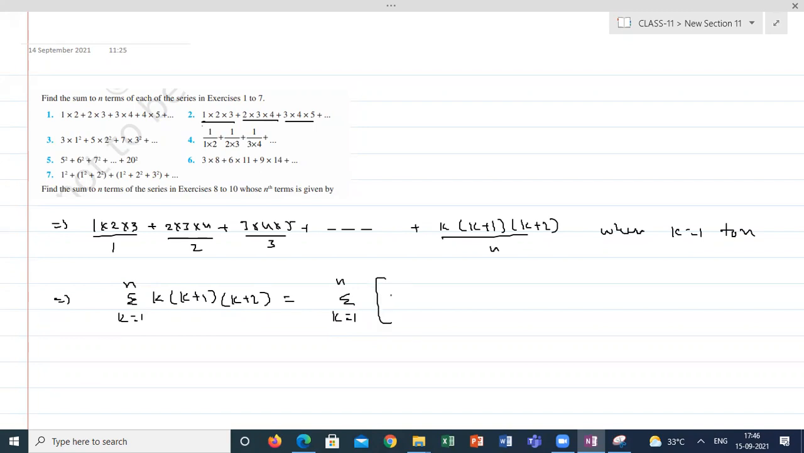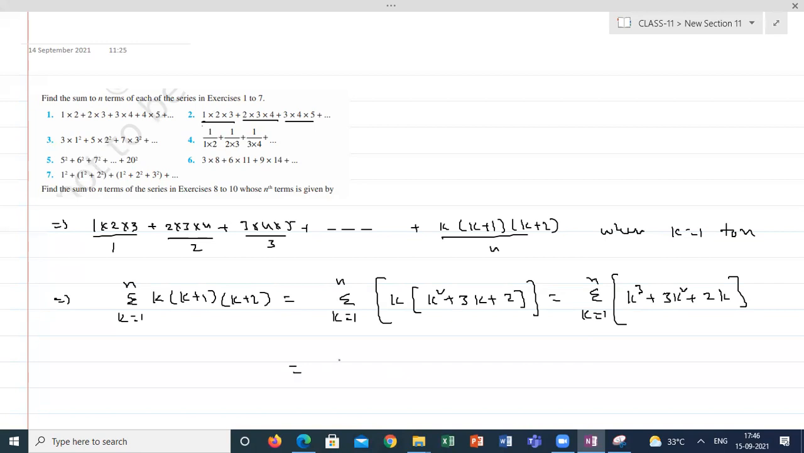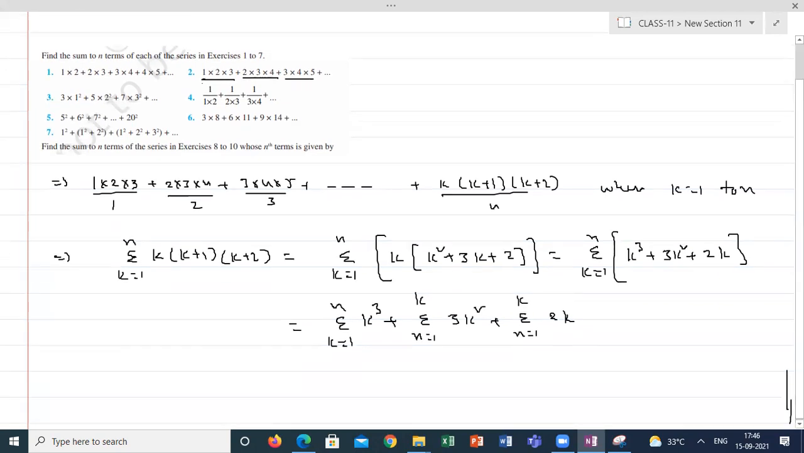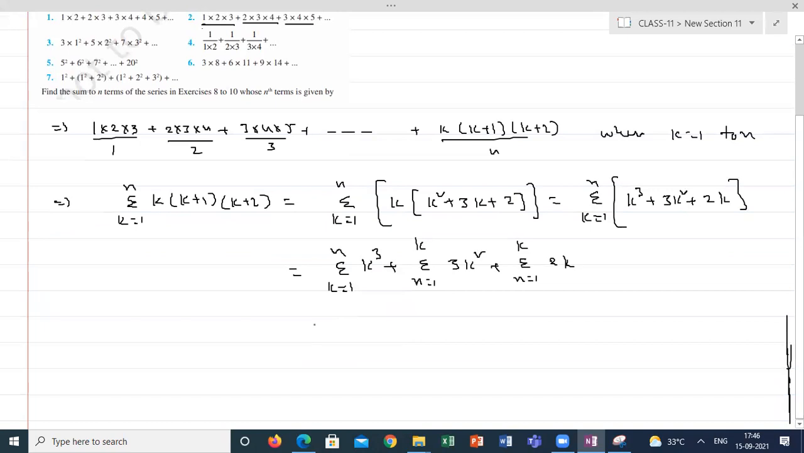This can be written as k into k square plus 3k plus 2. Again, this can be written as sigma k is equal to 1 to n, k cube plus 3k square plus 2k. So this again I can split into sigma k is equal to 1 to n k cube, plus sigma k is equal to 1 to n 3k square, plus sigma k is equal to 1 to n 2k. Now we know the formulas for sigma k cube, sigma k square, sigma k.